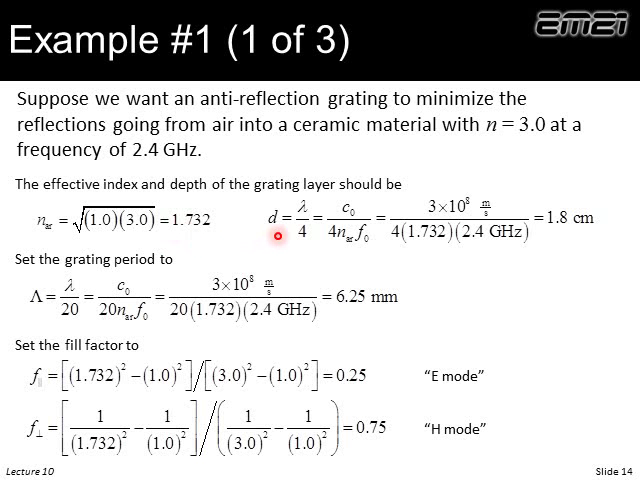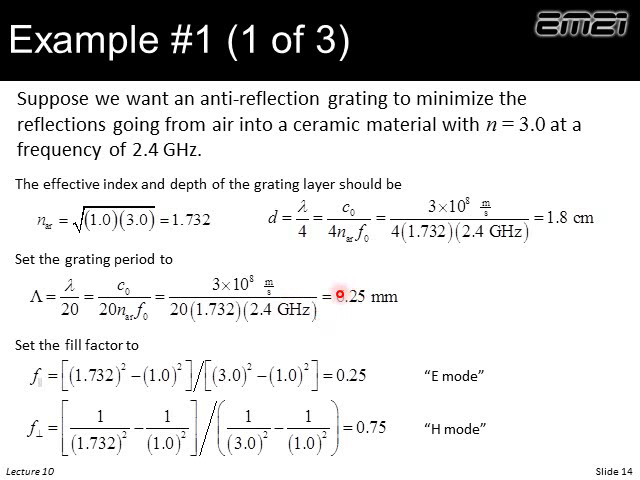Given that we can do this, we can calculate the depth of the grating, or the thickness, and that has to be quarter wavelength. And so given our refractive index of 1.732, speed of light, our frequency, and so on, it ends up needing to be 1.8 centimeters tall, the grating. Next, we need to choose the grating period. We want it to be less than 1/10 of a wavelength. Here I made it 1/20 of a wavelength. So since we know the free space wavelength, we can calculate. That means the grating period needs to be 6.25 millimeters, and in fact, it could be that or smaller, or maybe even a touch bigger.